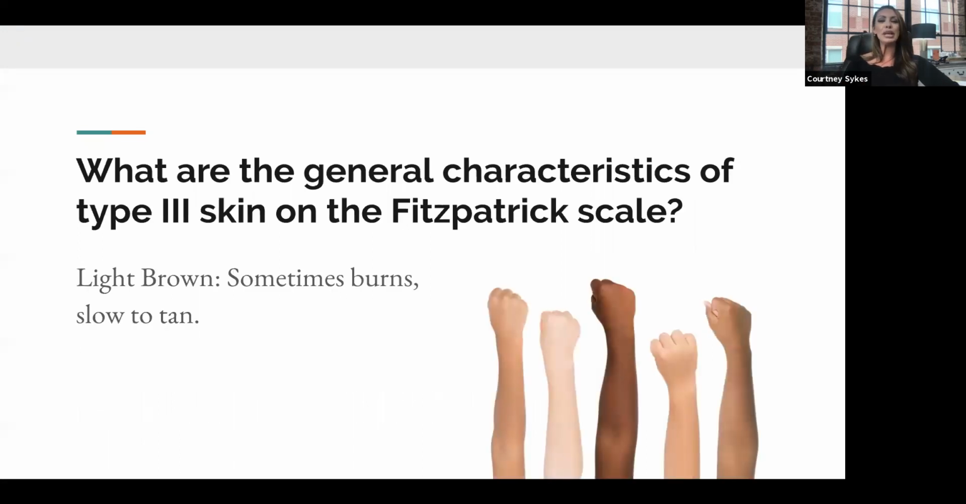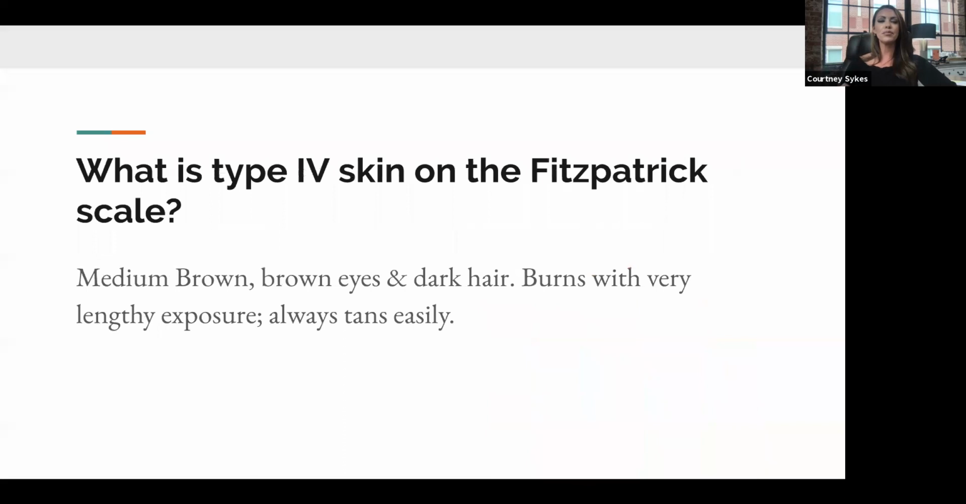Then, what are the general characteristics of type 3 skin on the Fitzpatrick scale? So this is just a question you might get asked, whether it's essay type or multiple choice for your theory exam. The answer is going to be light brown, sometimes burns, slow to tan. So that's a type 3. What is type 4 skin on the Fitzpatrick scale? We said earlier it was medium brown, brown eyes and dark hair, burns with very little or very lengthy exposure, always tans easily. But again, what did we say about all these skin types?